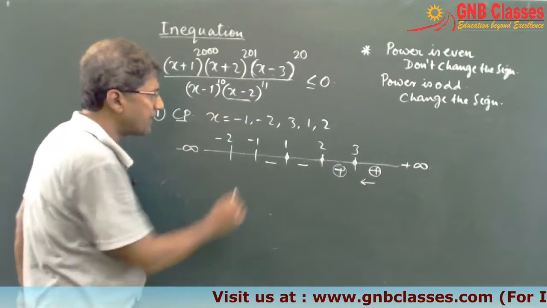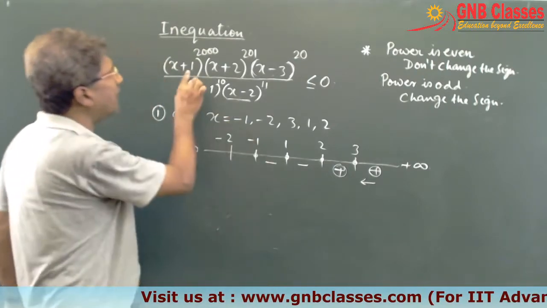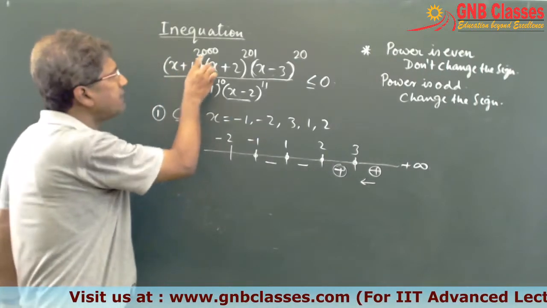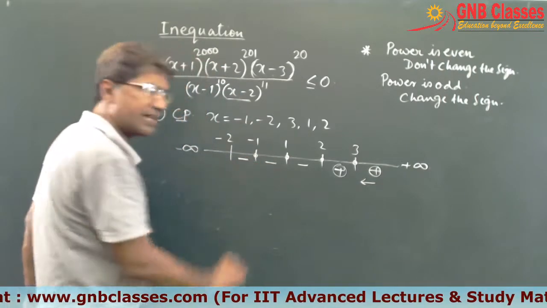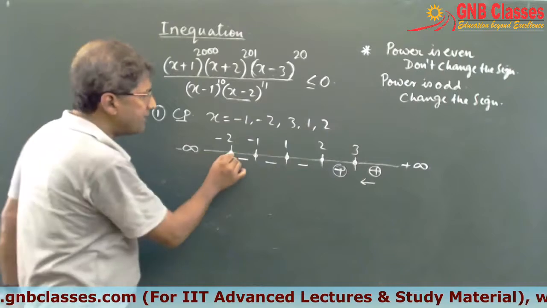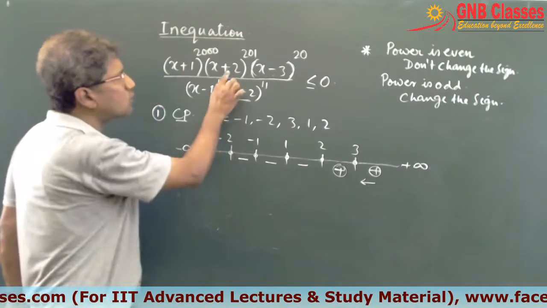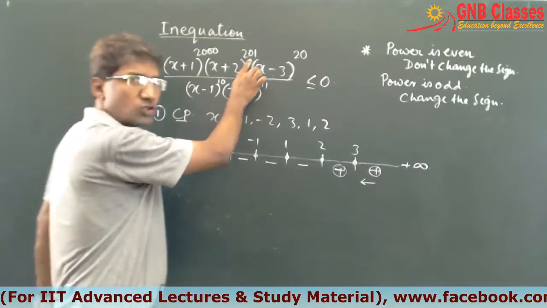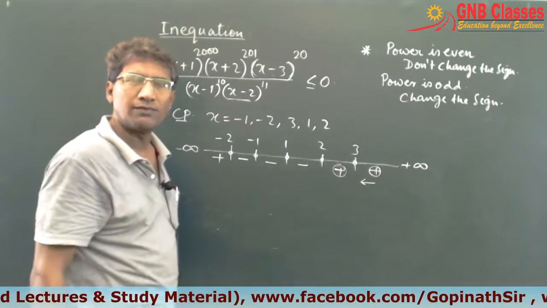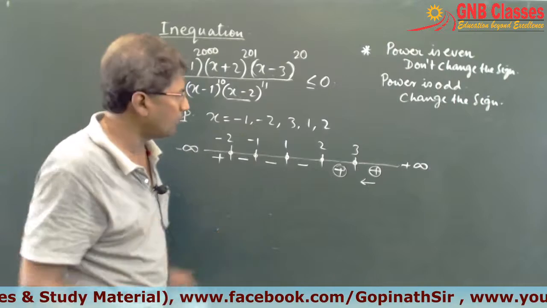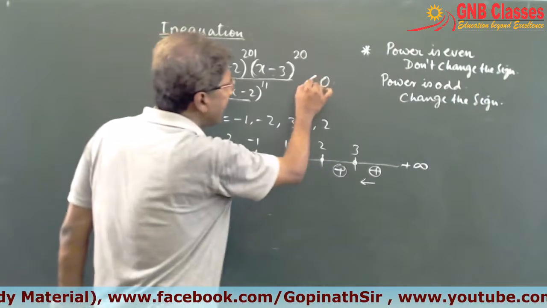Don't change the sign. Now you are crossing the point -1. -1 came from here. Again the power is even. Power even means keep the same sign. Don't change the sign. Now I am crossing the point -2. -2 came from here. Its power is odd. Odd means change the sign. It was negative, write positive. Is it clear? Absolutely clear? Okay.